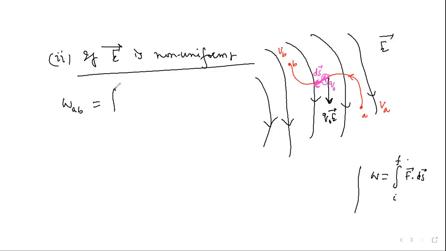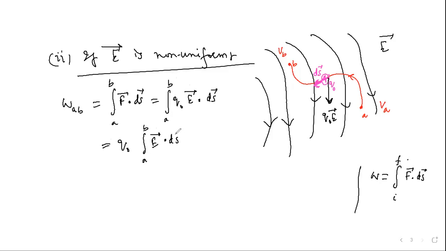That means my WAB is the integral from A to B of F dot ds. Now what is F? F is the force experienced by the test charge, which is Q naught E. I substitute. I take Q naught outside the integral. Then what remains inside the integral from A to B is E dot ds. So this is my work done.